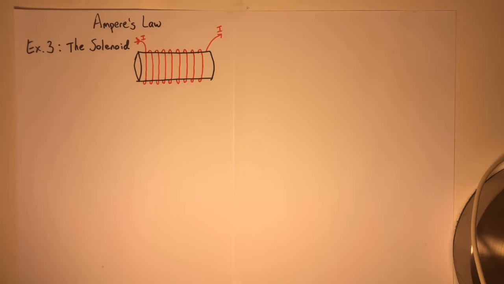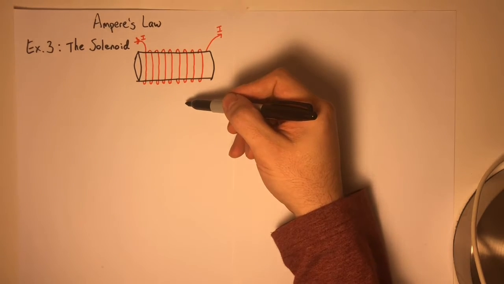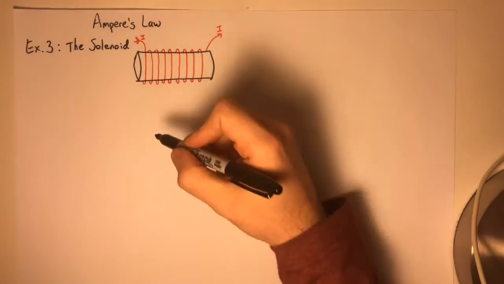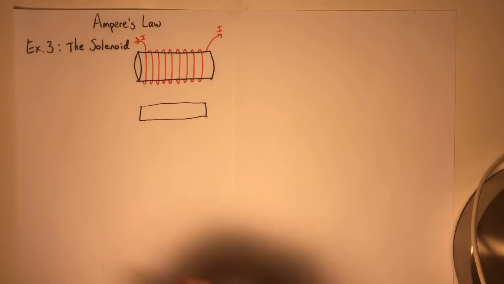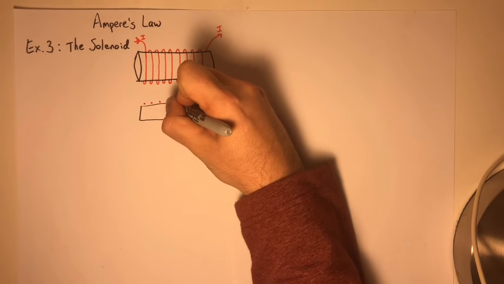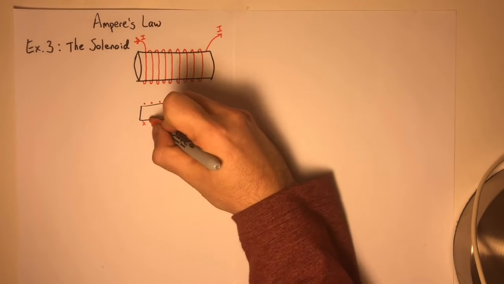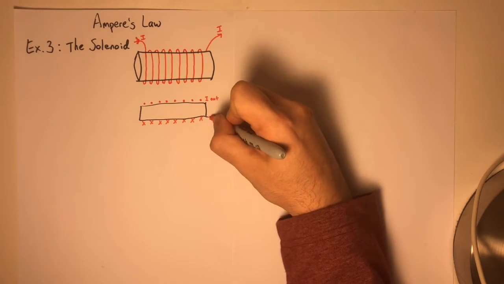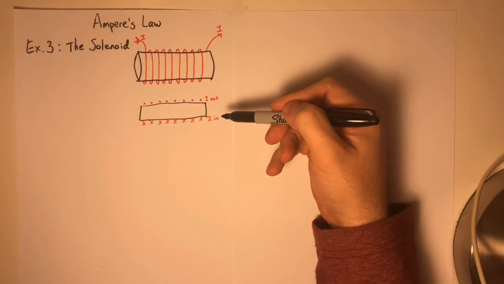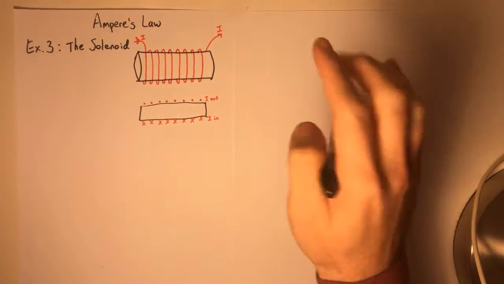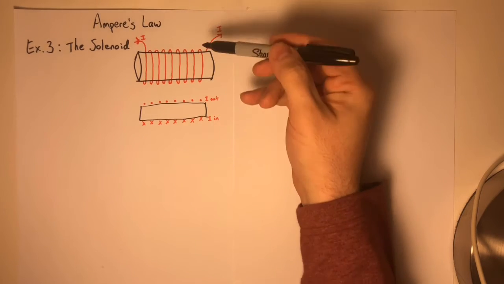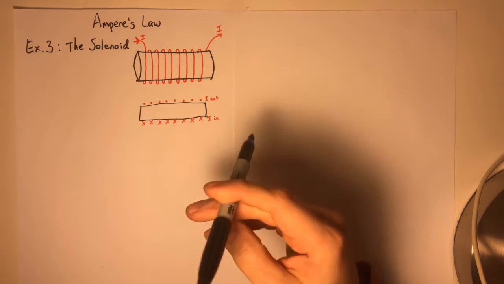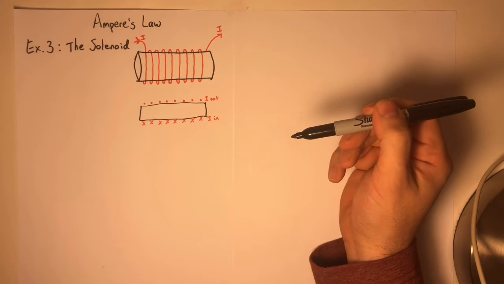Just as I do in the video about the toroid, I'm going to draw a cross-sectional view below here so we can get a look at what sort of enclosed currents we're dealing with. So if I slice the solenoid this way, then the cross-sectional view gives us a bunch of wires that are carrying current out of the page up here and wires that are carrying current into the page down here.